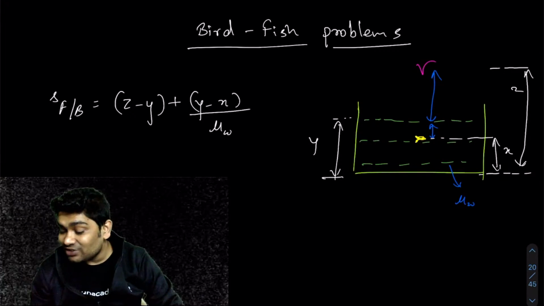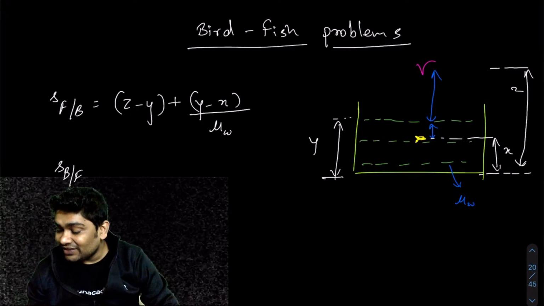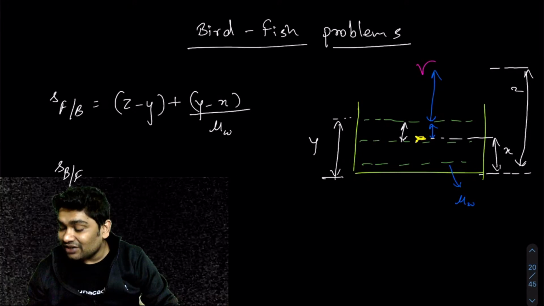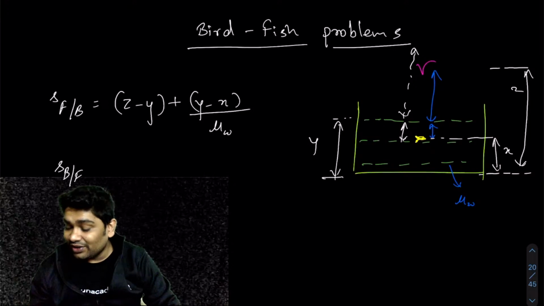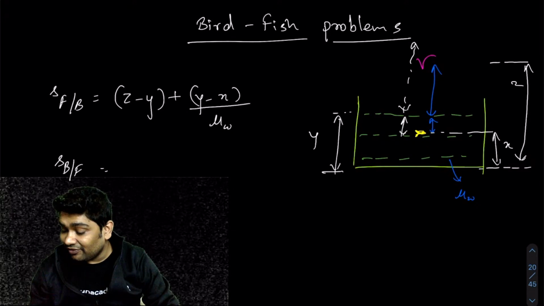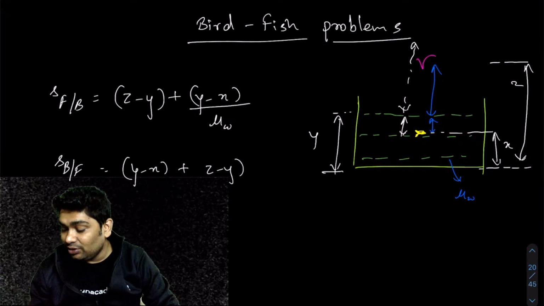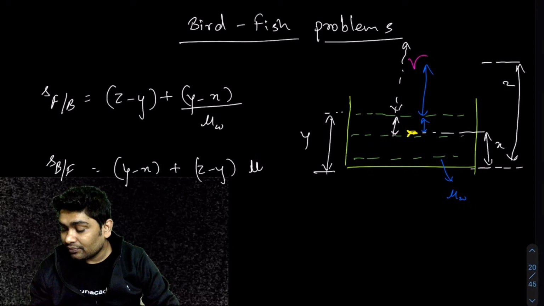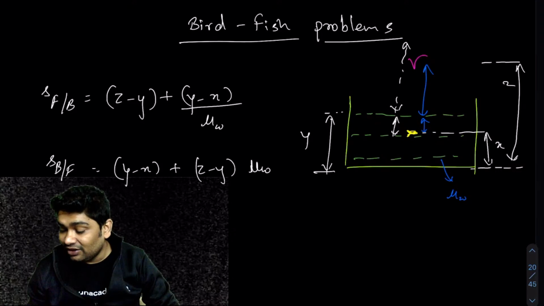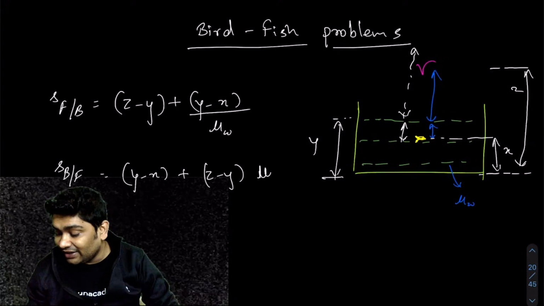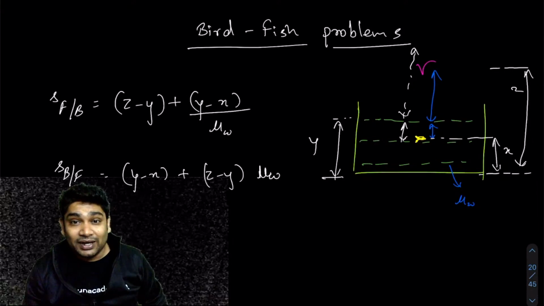Similarly, what is the distance of the bird seen by the fish? Let's talk about that. When the fish sees, this height will be unchanged and this height will be changed. This will appear higher. What you realize is that this would be simply y minus x plus (z minus y) into mu of water. I hope you can notice that. So this is going to be our trick. All I need to do is find the distance of the fish as seen by the bird and the distance of the bird as seen by the fish.